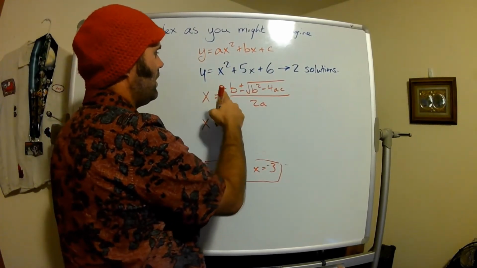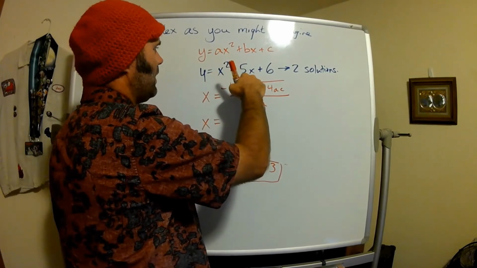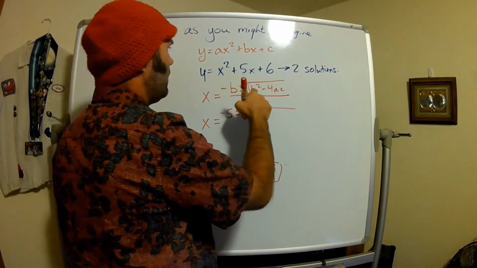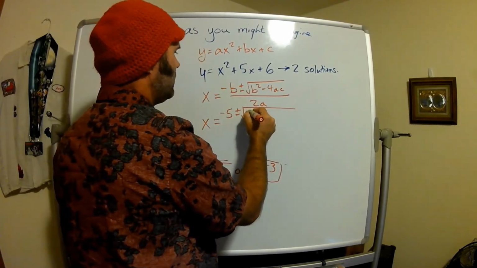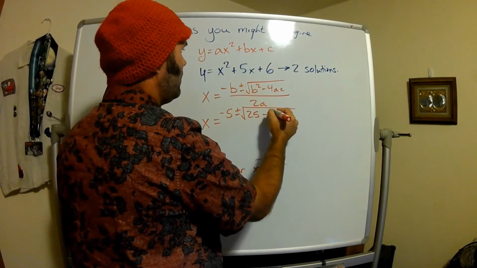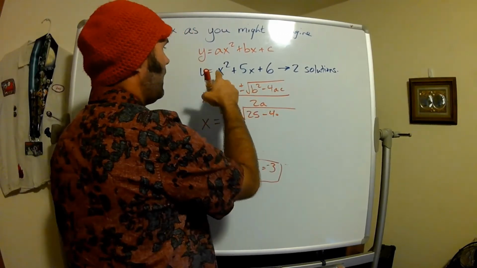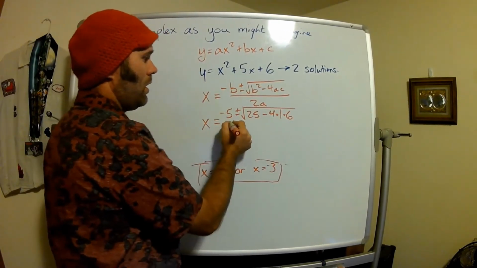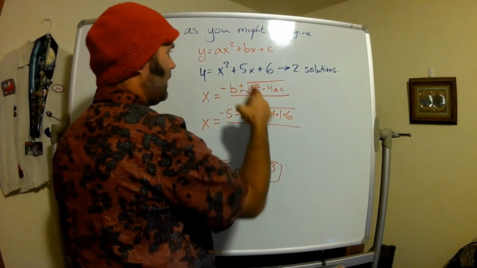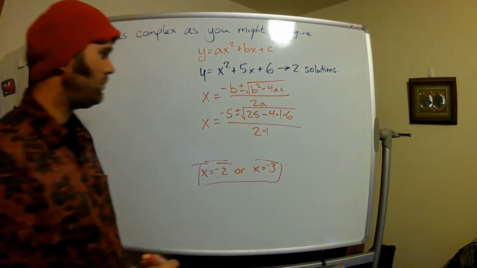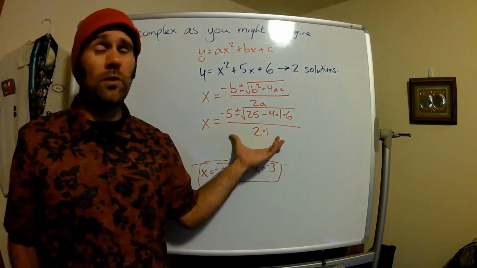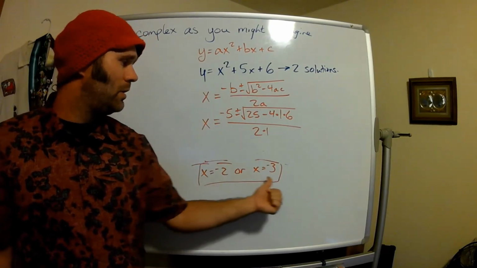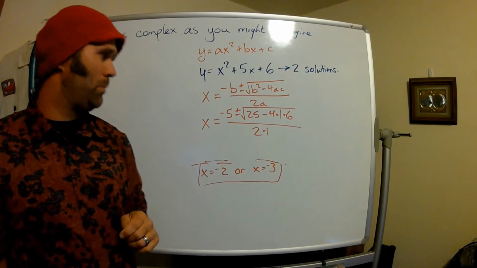X equals negative b, negative 5, plus or minus the square root of b squared, 5 squared, minus 4 times a, which is 1, times c, which is 6, all over 2 times a, which is 1. Okay? You say, wow, that's looking horrible. But you know what? We already know it's going to simplify down to 2 very nice numbers.